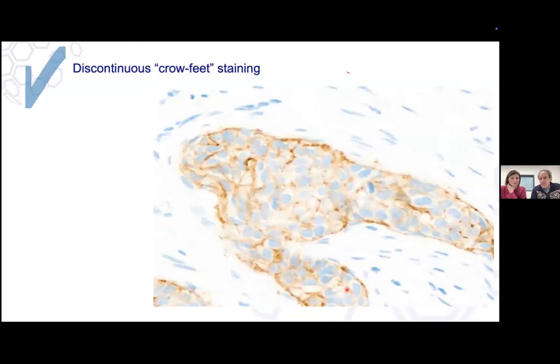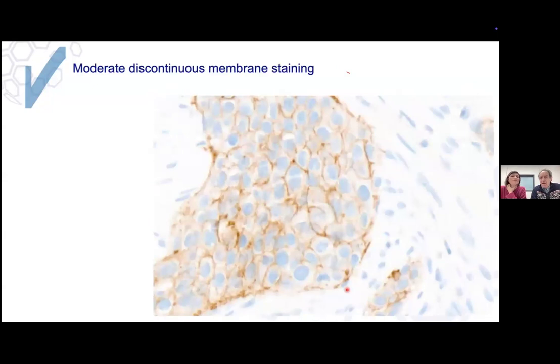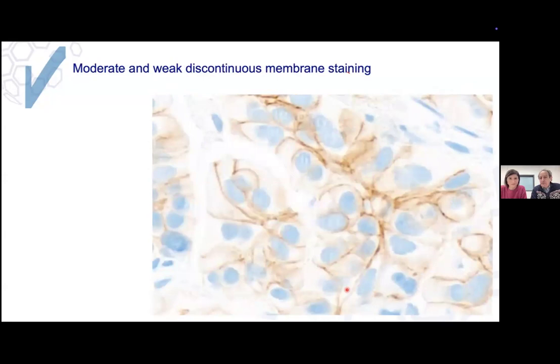More 1+ patterns. You see these interruptions, discontinuity, unevenness. None of these have strong staining intensity. They are weak or moderate. Some of them are U-shaped. But actually, this one doesn't even have a nucleus, so I can't even count this one.